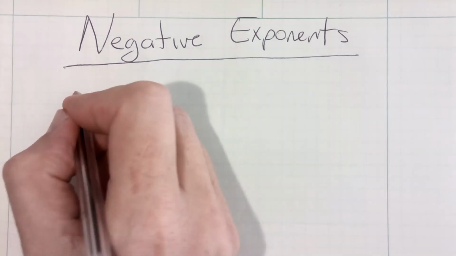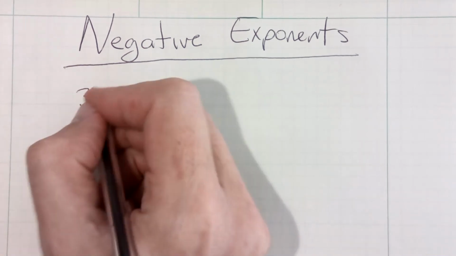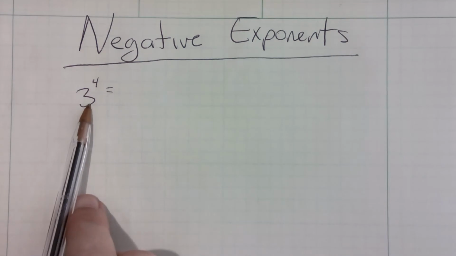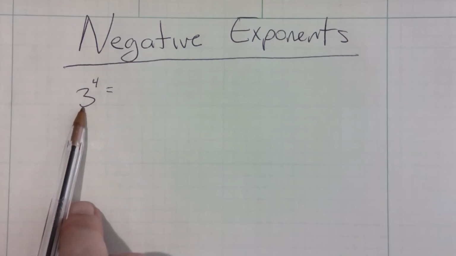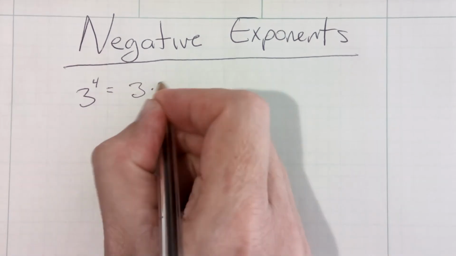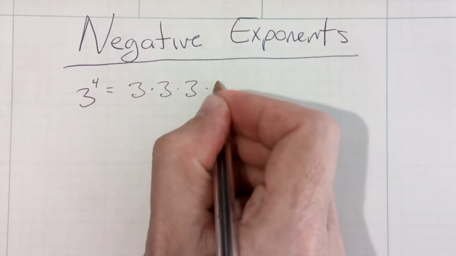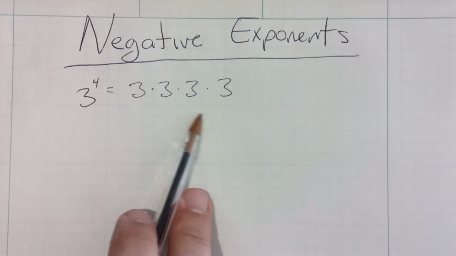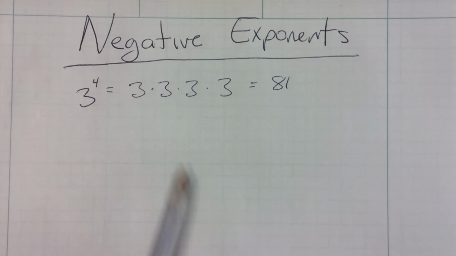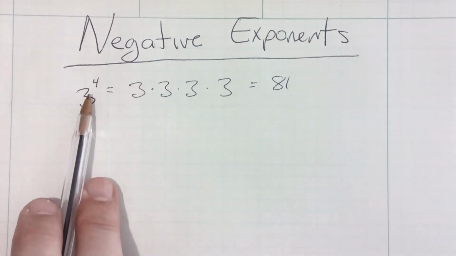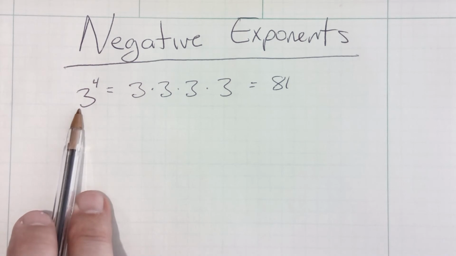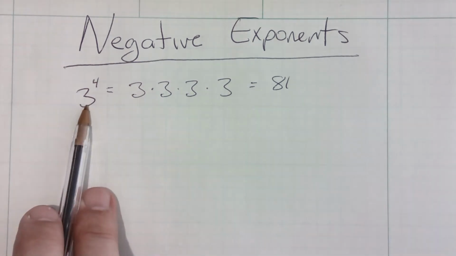If I give you 3 to the 4th power, that really means I'm multiplying 3 by itself 4 times. 3 times 3 times 3 times 3. And we could multiply that out and give ourselves 81 if we wanted to. But what I want to emphasize is that we're multiplying. The exponent means we're multiplying. And the 4 means how many times we're multiplying by 3.